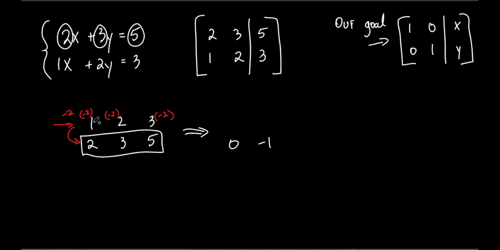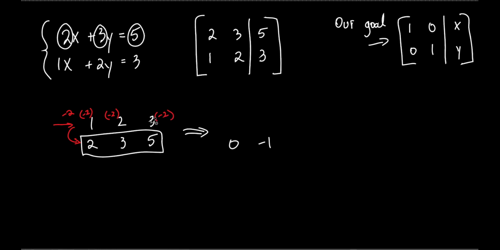Now, why did I do that, by the way? Because I already got the 1 on the top left. What do I want down here? I wanted this to be a 0. That's the whole reason why I did this. Because negative 2 times 1 is negative 2 plus 2 is 0, that's what I want. Okay? That's why I wanted the 0 right there.